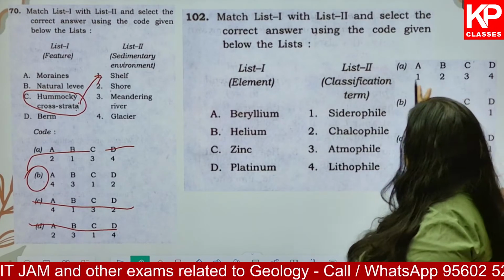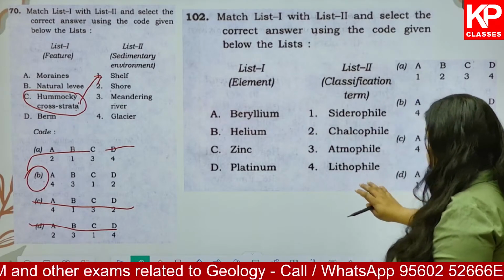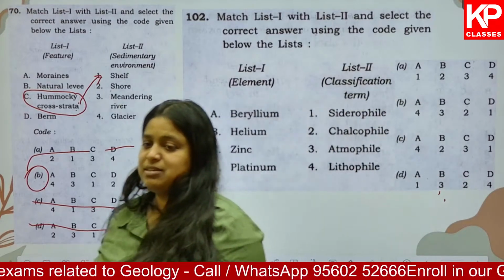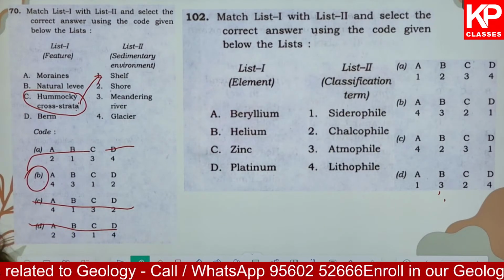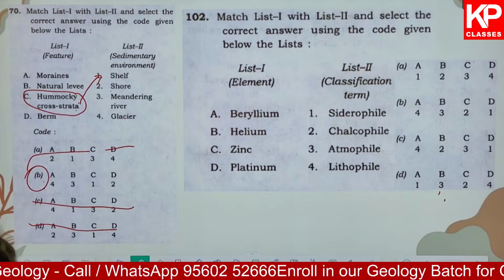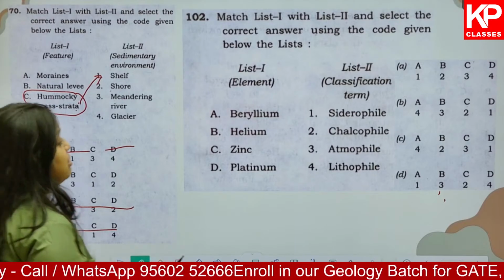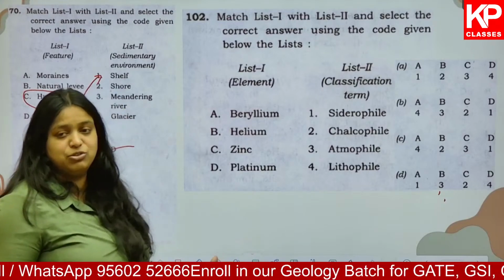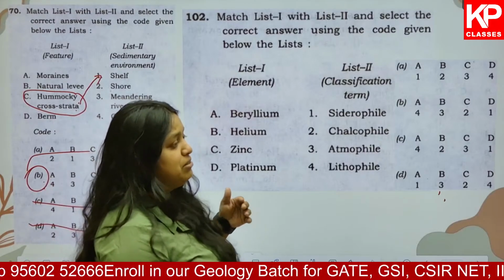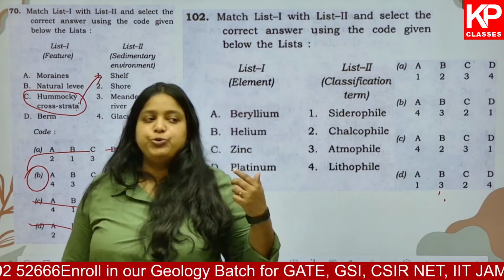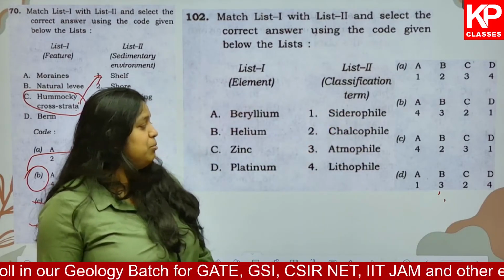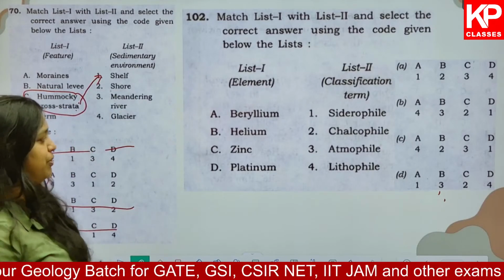Match list 1 with list 2. Again, you can consider this either as a geochemistry question or as an igneous question, whatever you like. This is the geochemical classification of elements that they have asked over here: hydrophile, chalcophile, atmophile, lithophile. The elements have been divided on the basis of their affinity during fractionation into hydrophile, chalcophile, atmophile and lithophile elements.